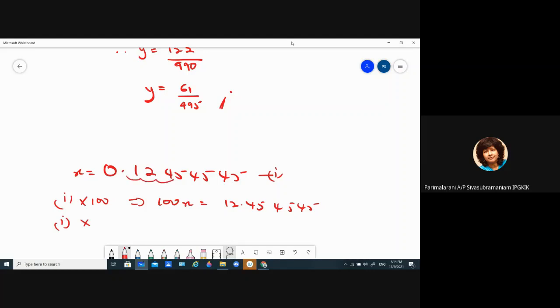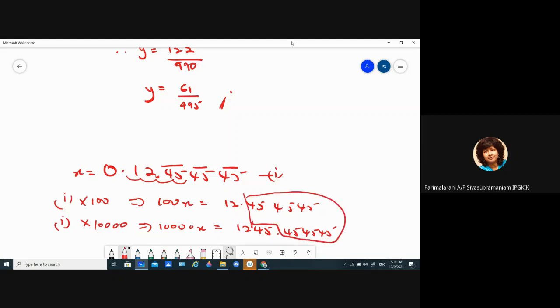Until here, right? So you must times by 10,000. Okay, so you will get 10,000x is equals to, you move this here, this will be 1245.454545. Okay, this is how you must do it. So you must identify which numbers are repeating. These are the repeating numbers. So first equation, it must come until here. Why you need to do this? So that you can minus these two, the repeating parts can minus off and you're only left with the whole numbers.